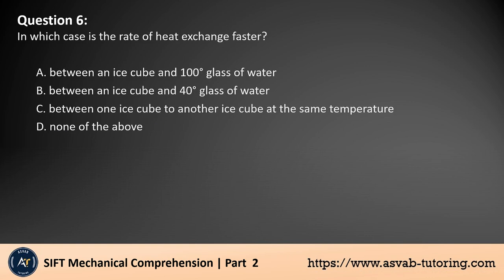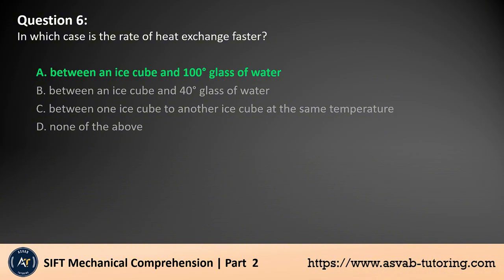Question 6. In which case is the rate of heat exchange faster? A. Between an ice cube and a 100 degrees glass of water. B. Between an ice cube and a 40 degrees glass of water. C. Between one ice cube and another ice cube at the same temperature. D. None of the above.